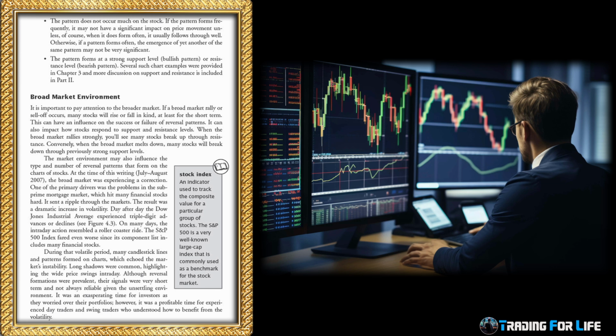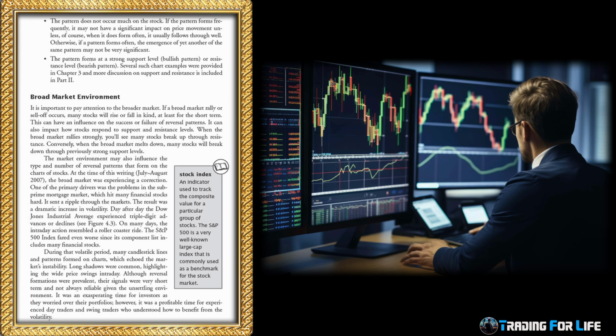Broad market environment. It is important to pay attention to the broader market. If a broad market rally or sell-off occurs, many stocks will rise or fall in kind, at least for the short term. This can have an influence on the success or failure of reversal patterns. It can also impact how stocks respond to support and resistance levels.